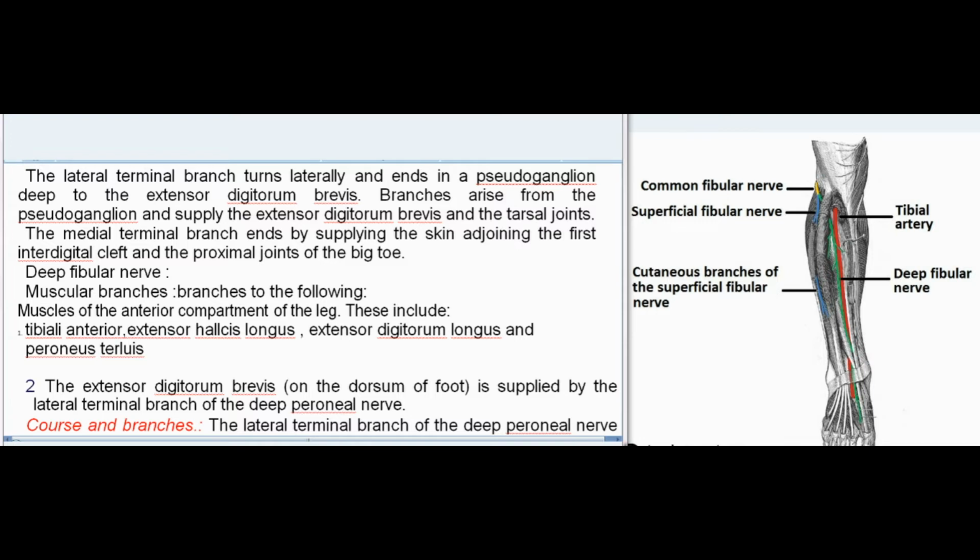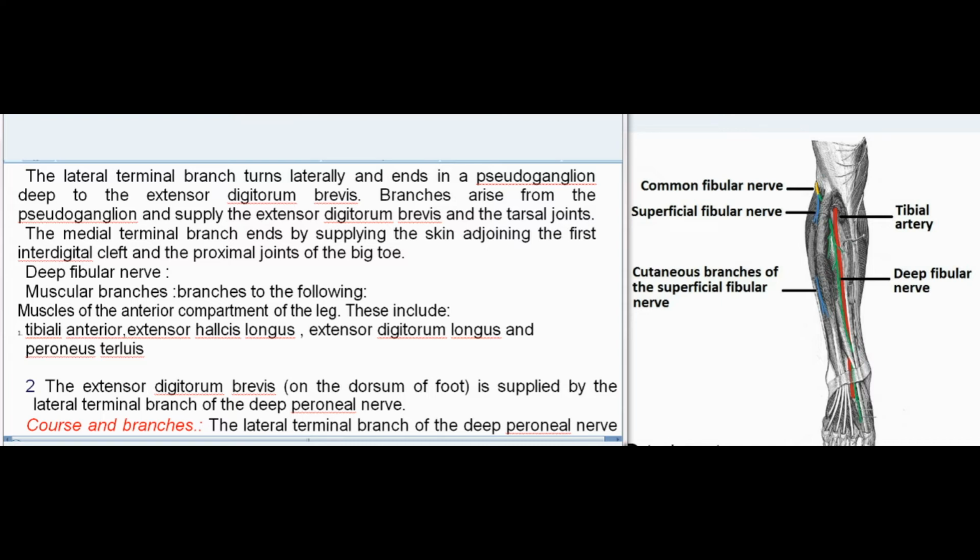Deep fibular nerve, muscular branches to the following muscles of the anterior compartment of the leg. These include tibialis anterior, extensor hallucis longus, extensor digitorum longus and peroneus tertius. The extensor digitorum brevis, on the dorsum of the foot, is supplied by the lateral terminal branch of the deep peroneal nerve.